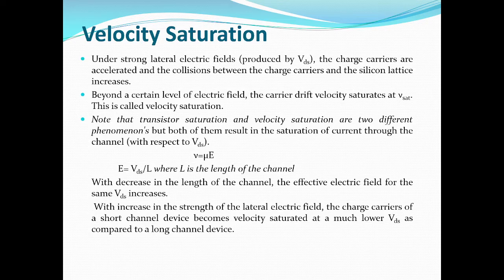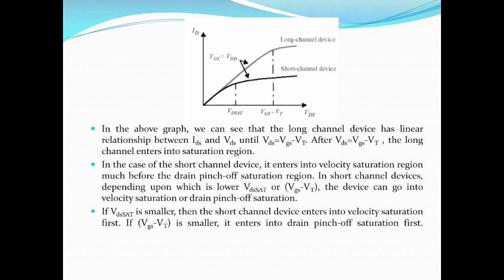Now we already know v equal to mu E, where E represents VDS by L, where L is the length of the channel. With the decrease in the length of the channel, the effective electric field for the same VDS also increases. With increase in the strength of the electric field, the charge carriers of a short channel device become velocity saturated at a much lower VDS as compared to a long channel device. This is evident from this graph.